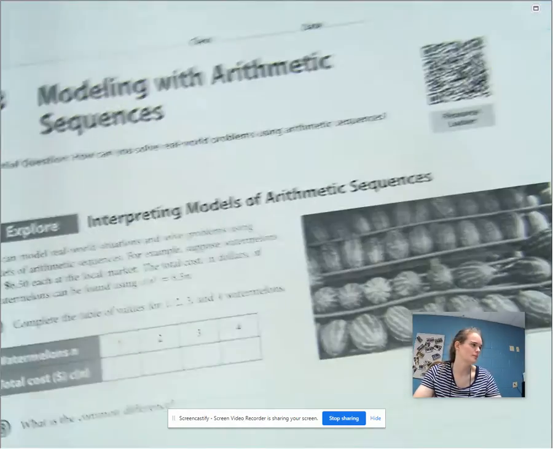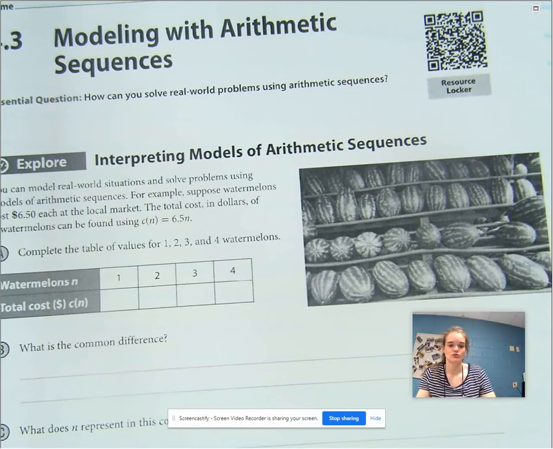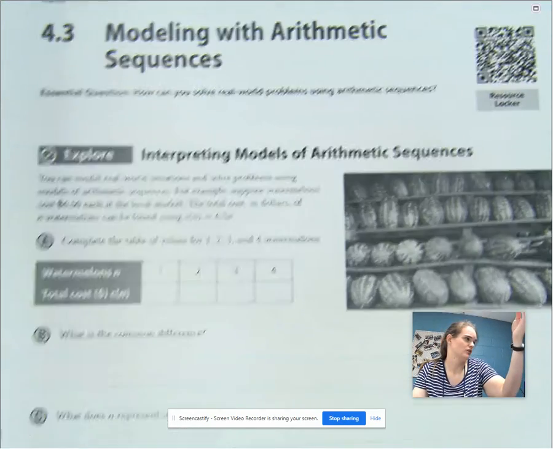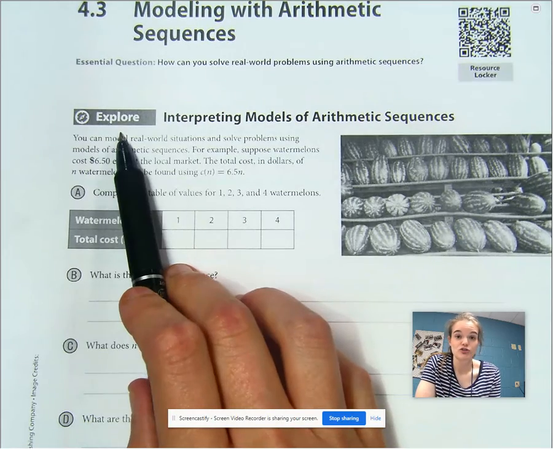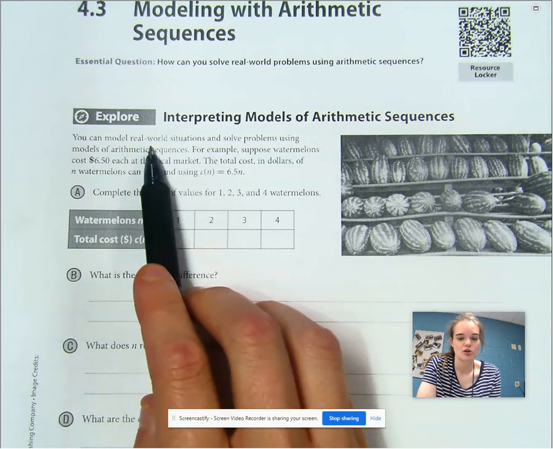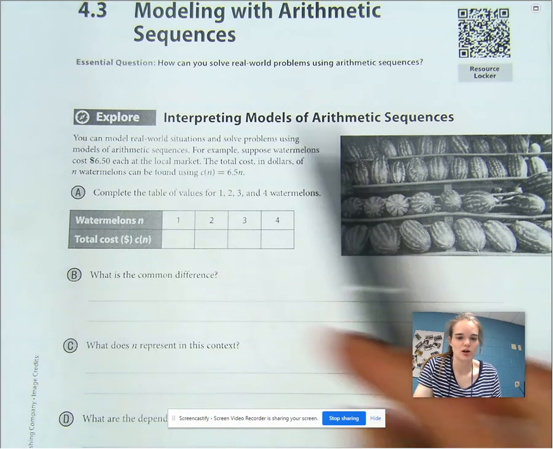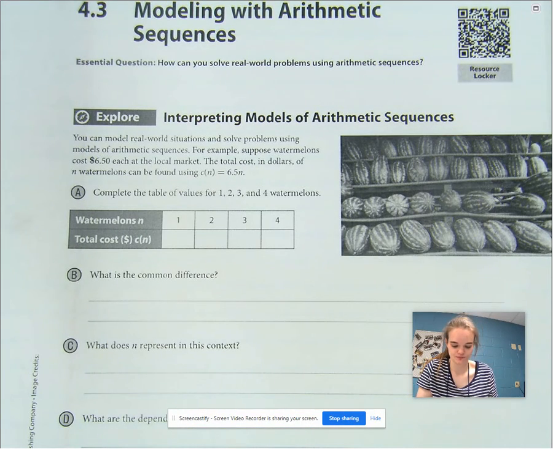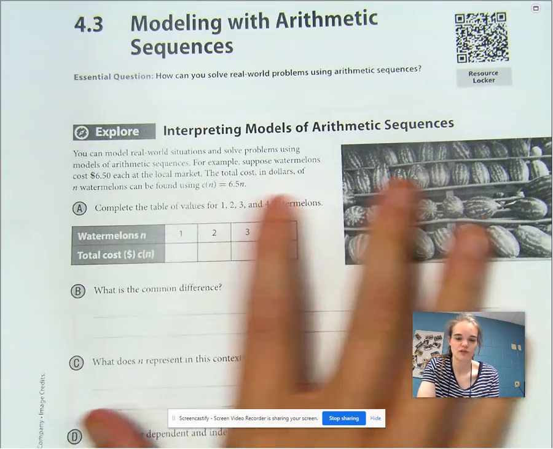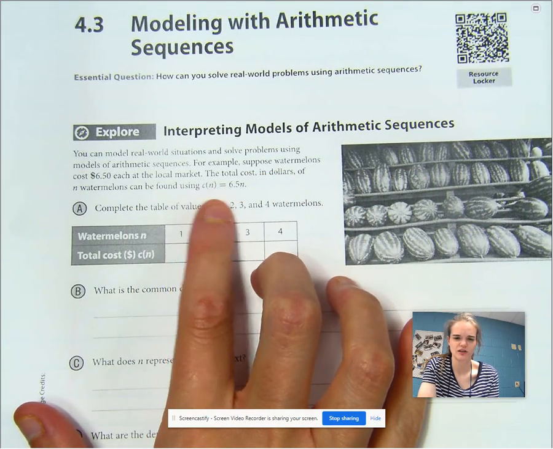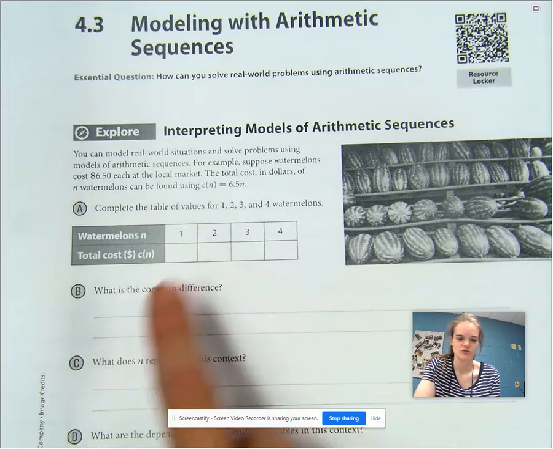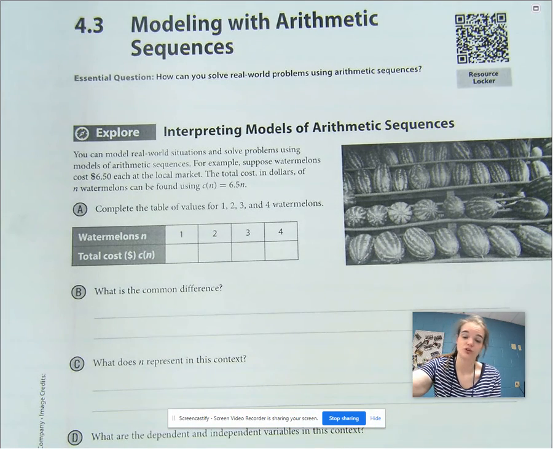Okay. Here's what page 175 looks like. And here's what I want you to do. You're going to figure some of this out yourself. It says, explore. That means you're going to do it on your own. You can model real-world situations and solve problems using models of arithmetic sequences. For example, suppose watermelons cost $6.50 each at the local market. The total cost in dollars of N watermelons can be found using C of N equals 6.5 N. Do A, B, C, D, and E. So pause the video and do all of them, and then I will do them quickly, but you should be pausing and trying them on your own.